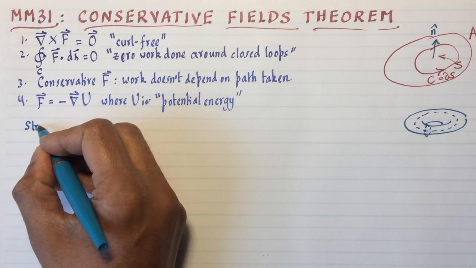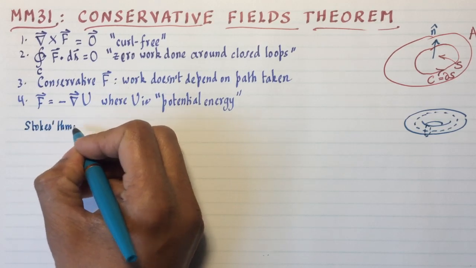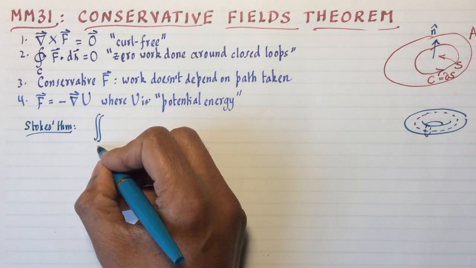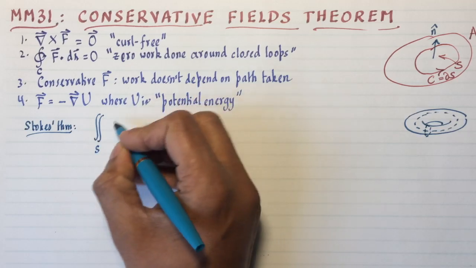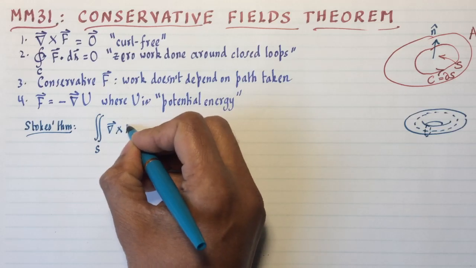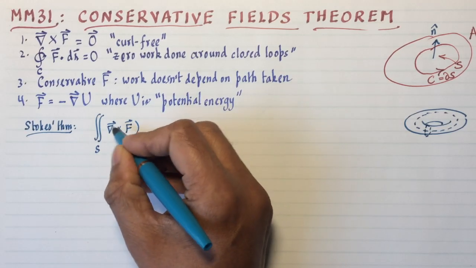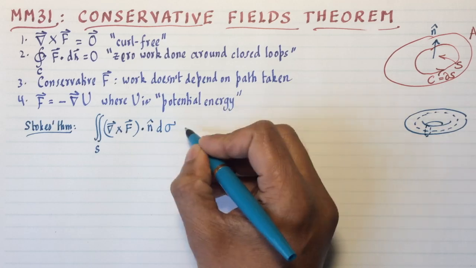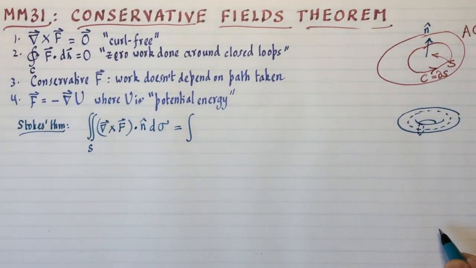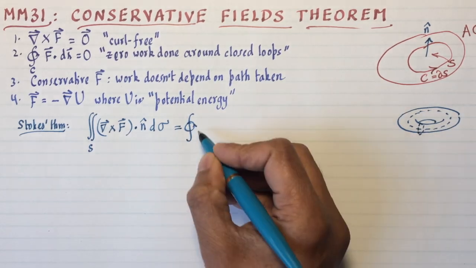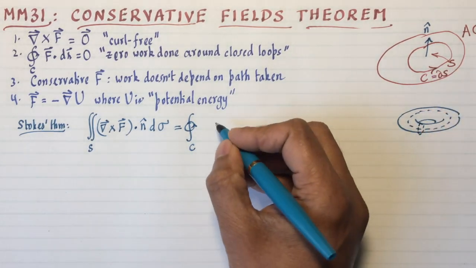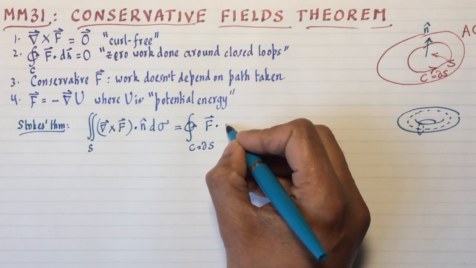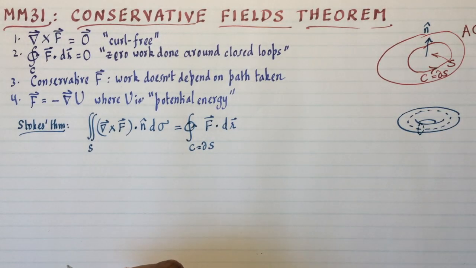Well, let's start with Stokes' theorem. Last week you saw that Stokes' theorem is the theorem that says the double integral over a surface S of the curl of F dotted with n, that vector n there, d sigma, is equal to the oriented integral around the curve C, which is the boundary of the open surface S, of F dot dr. Well, this is the exact content of Stokes' theorem.